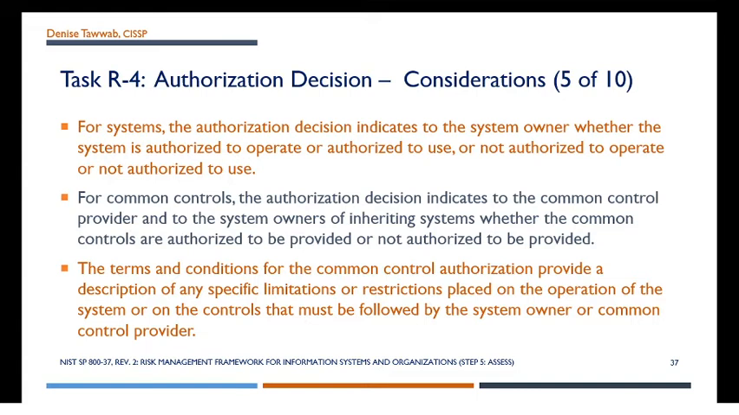For systems, the authorization decision indicates to the system owner whether the system is authorized to operate or authorized to use, or not authorized to operate or not authorized to use. For common controls, the authorization decision indicates to the common control provider and to the system owners of inheriting systems whether the common controls are authorized to be provided or not authorized to be provided. The terms and conditions for the common control authorization provide a description of any specific limitations or restrictions placed on the operation of the system or on the controls that must be followed by the system owner or common control provider.